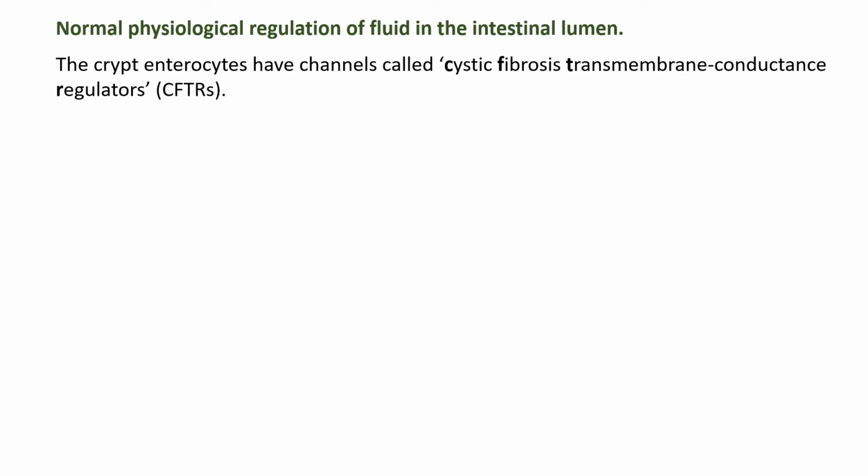Before we talk about secretory diarrhea, we need to talk about the normal physiological regulation of fluid in the intestinal lumen. So, remember our crypts and our villi. The crypts were the deep bits at the bottom. Down there, the crypt enterocytes tend to be more secretory, and this is one of the things they secrete. The crypt enterocytes have these channels called cystic fibrosis transmembrane conductance regulators, shortened to CFTRs, thankfully.